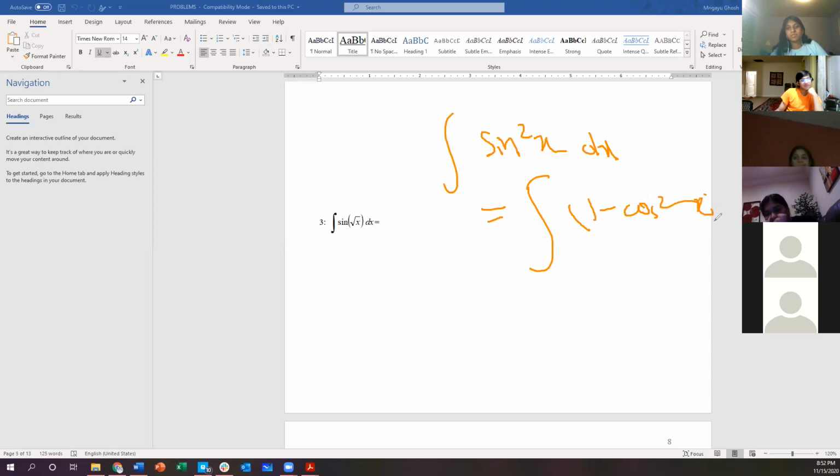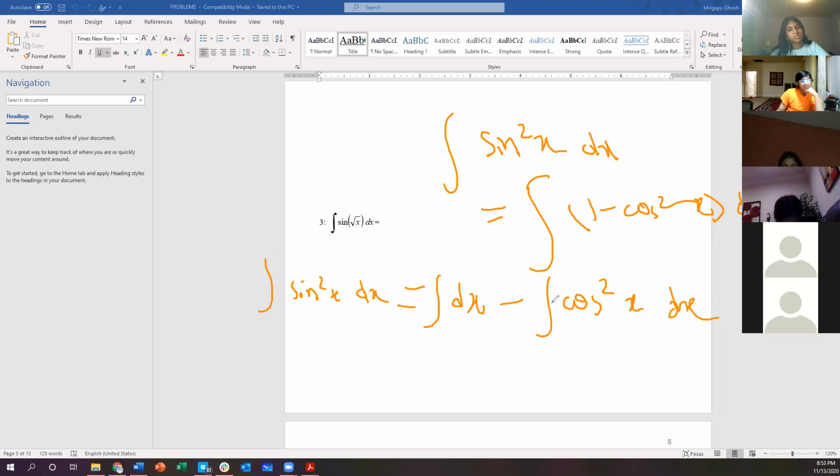Okay, let's think about this then. 1 minus cos squared x dx. If I wanted to, I can look at this as the integral of dx minus the integral of cos squared x dx, right? If I viewed that as 1 minus sine squared x dx, would that help? No, that would not help.